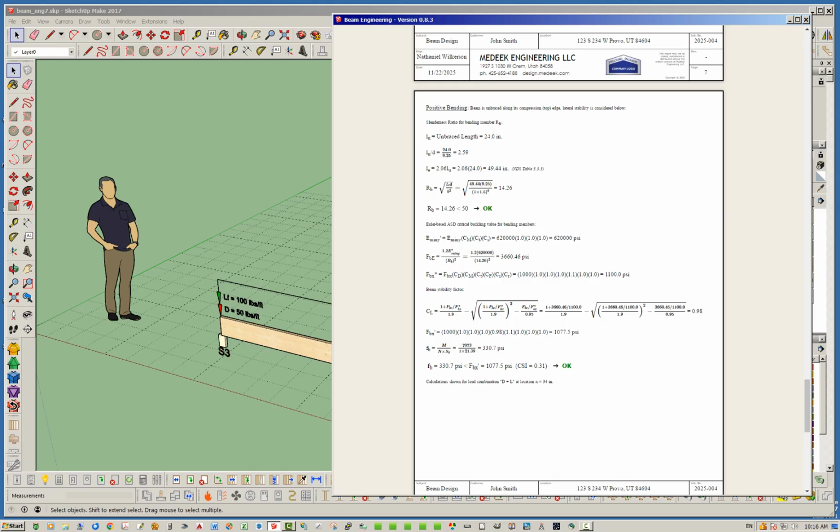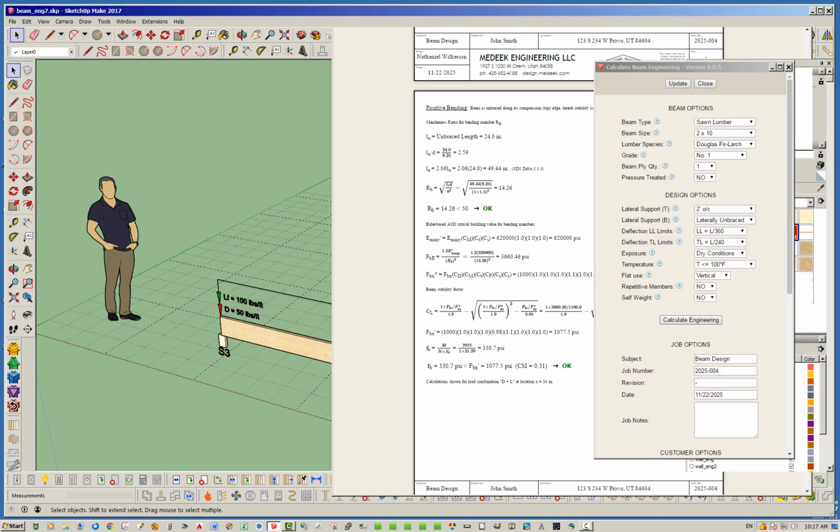And so in most cases, if you've got 16 inches on center, or 12 inches on center, or even 24 inches on center, usually you can assume C sub L equals 1. It's pretty close anyways, 98% there. Let's go ahead and show you what I mean by that.